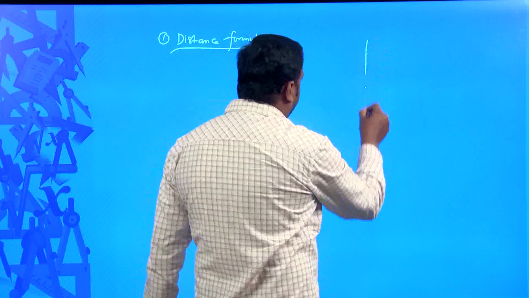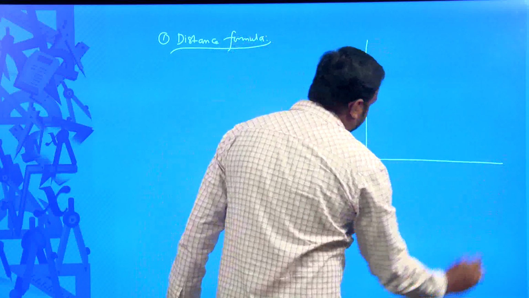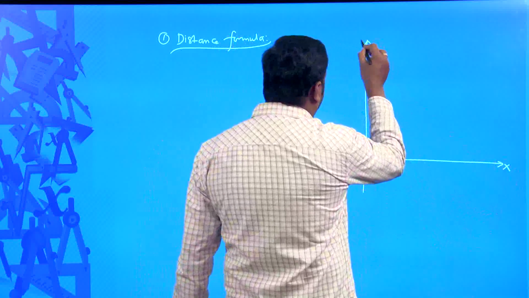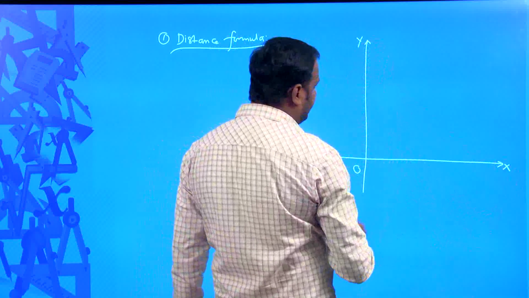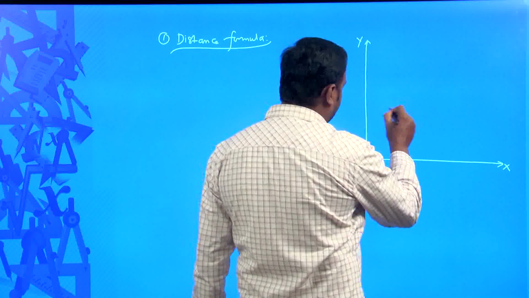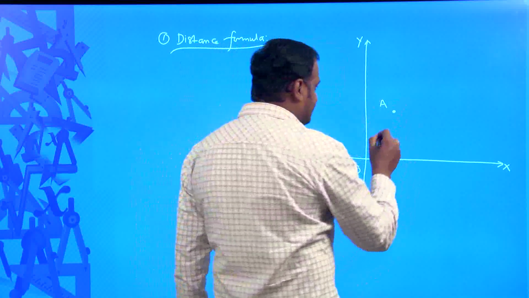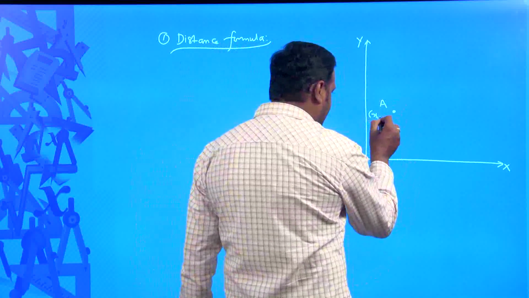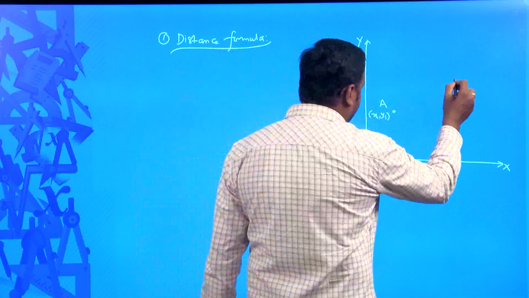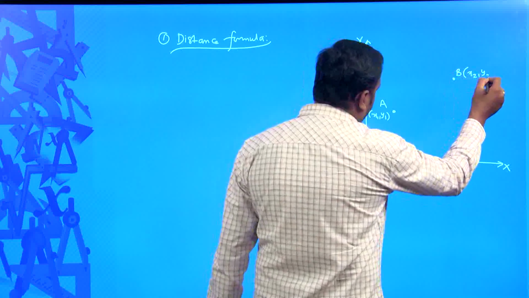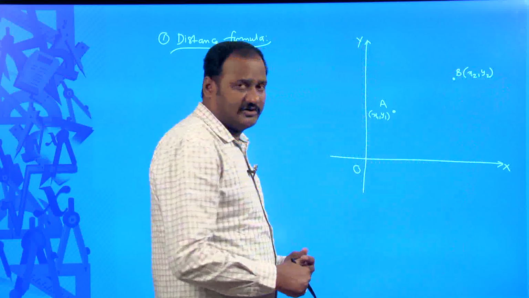Let me take a coordinate plane. This is the x axis and y axis, and this is the origin, and taking 2 points. For example, this is the first point A. Generally we take points in the coordinate plane as x1 comma y1, and the second point, for example this is B, is x2 comma y2. So these are 2 points in the coordinate plane.